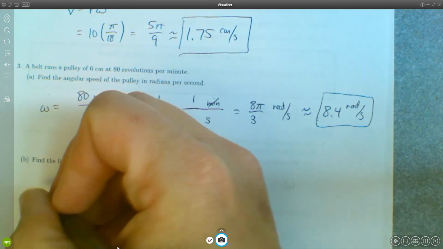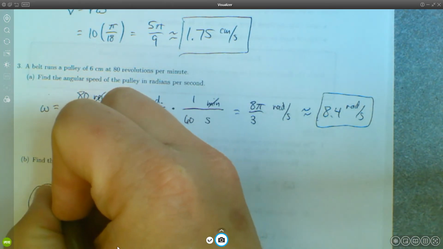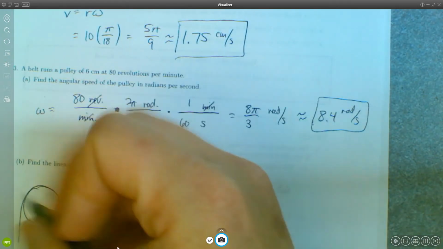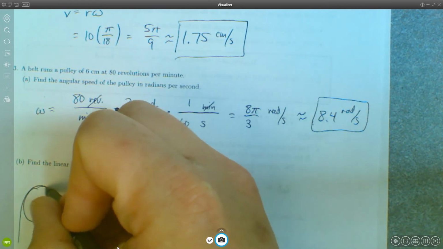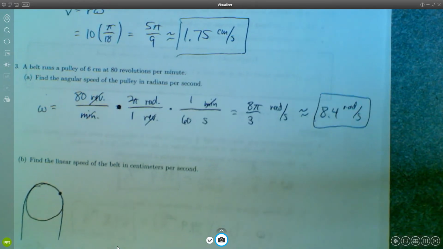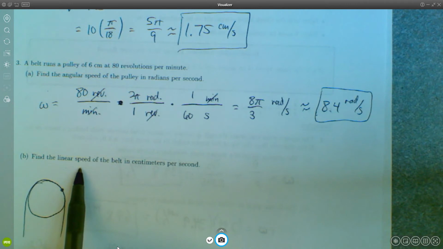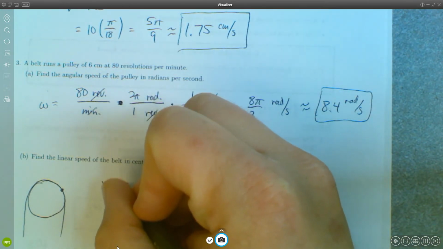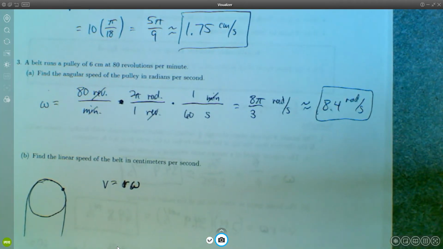Okay. Well, for this, I'm just picturing a pulley with a belt on it, right? Something like that. We want to know how quickly the belt is moving. Well, when the belt is on the pulley, it's a circular arc, right? And we know that the linear speed is related to the angular speed via this relationship: v equals r times omega, where r is the radius.